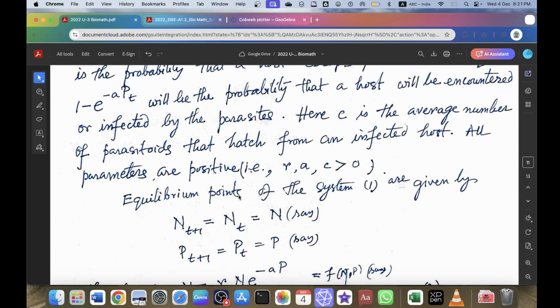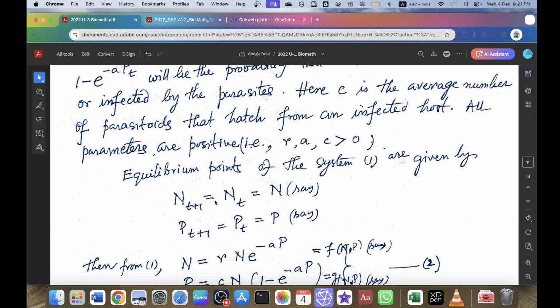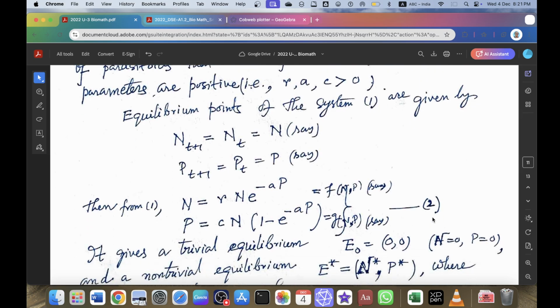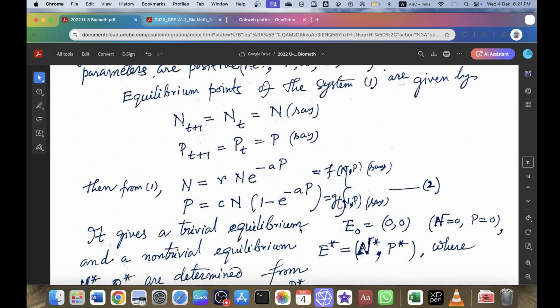Now the equilibrium points of system 1 are given by N t plus 1 equal to N t equal to N, and P t plus 1 equal to P t equal to P, say. Then from the given system we can write N equal to r N e to the power minus a P, which is equal to this function f of N, P, say, and P equal to c N bracket 1 minus e to the power minus a P, which is equal to function g of N comma P, say. This is system 2.